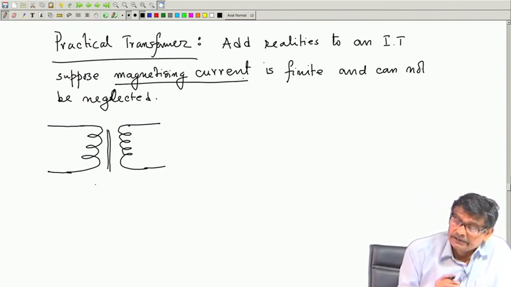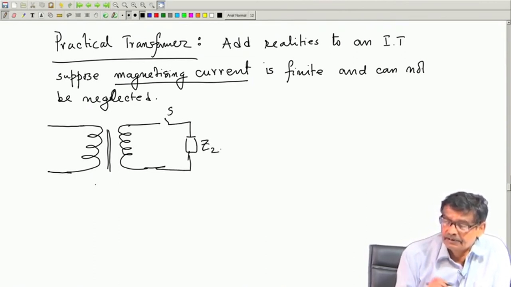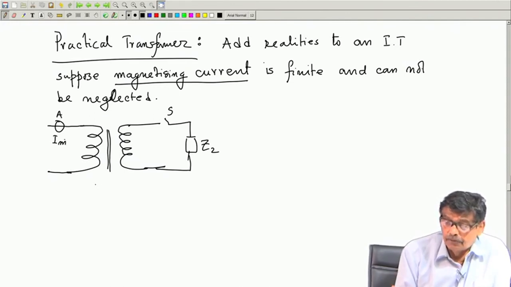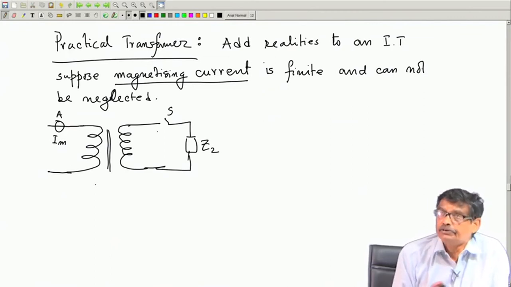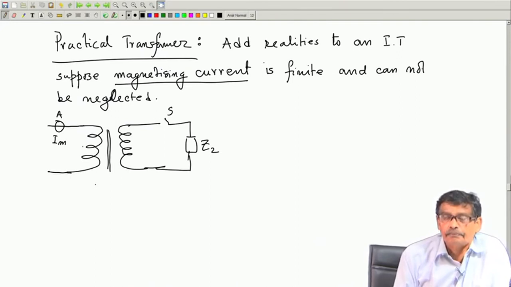Now, let us try to understand what is happening with this switch opened. This we discussed earlier. With this switch opened, secondary impedance is Z. What will be the ammeter reading now? It will be magnetizing current. In case of an absolutely ideal transformer, with secondary no current, primary current will be 0. But with this switch, even if it is open, primary will draw a current I m, finite magnetizing current.